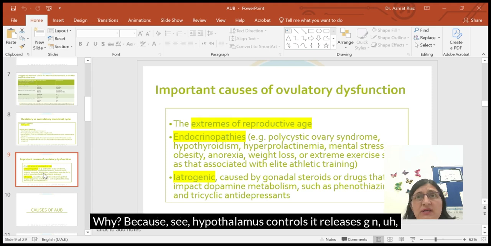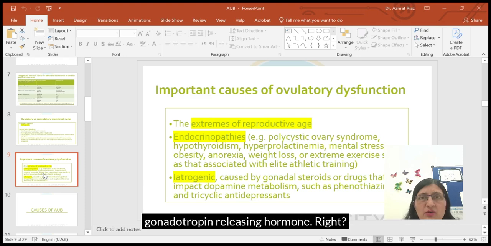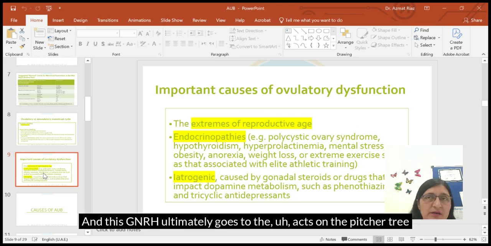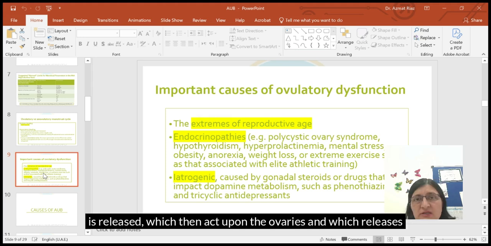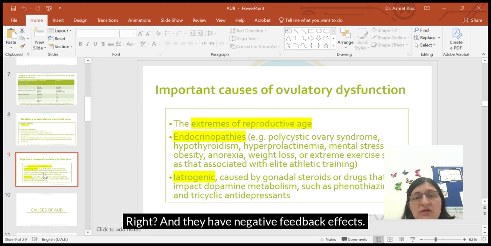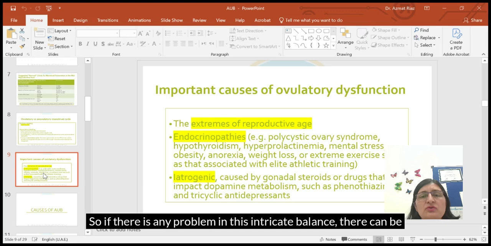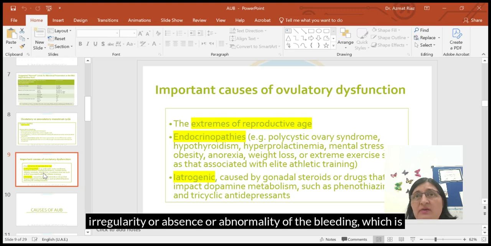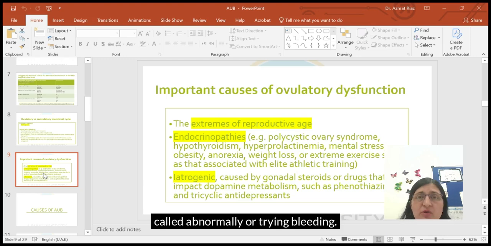Why? Because see, the hypothalamus releases gonadotropin releasing hormone, right? And this GnRH ultimately acts on the pituitary, from where follicle stimulating hormone and luteinizing hormone are released, which then act upon the ovaries, which release estrogen and progesterone, and that acts on the endometrium, right? And they have negative feedback effects. So if there is any problem in this intricate balance, there can be irregularity or absence or abnormality of the bleeding, which is called abnormal uterine bleeding.